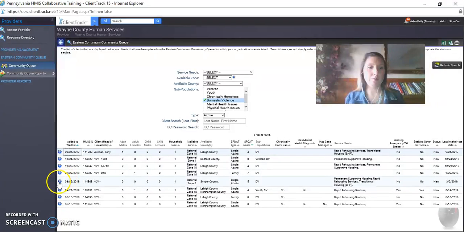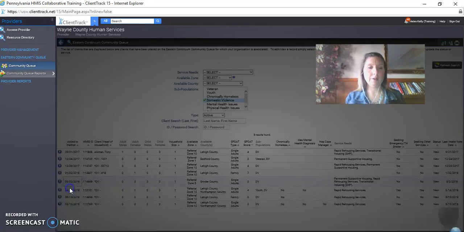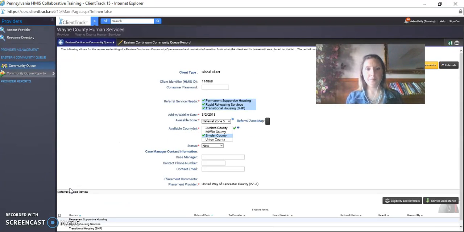But if you go to their queue record, this is blank. This is just the training environment. Yours would not really look like this per se with the empty spots, but you can see their case manager. You could see their contact phone number, contact email, because you would be communicating with them via whatever case manager they were assigned to at the shelter or wherever else.